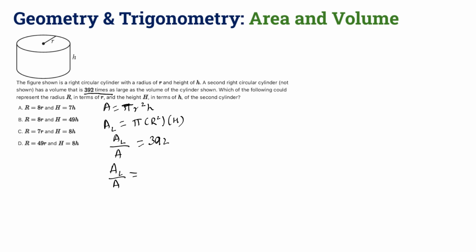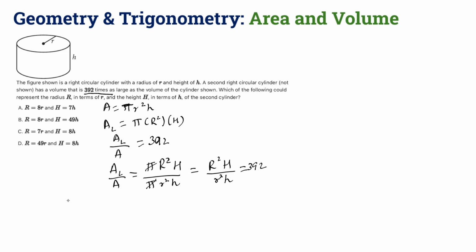And also, according to the formula, we get AL over AA, which is the area of the large cylinder over the area of the standard cylinder given here, is going to be pi times big R square h divided by pi times small r square small h. So we'll divide this by this and we'll get uppercase R square over small r square times h over small h is going to be equal to 392.